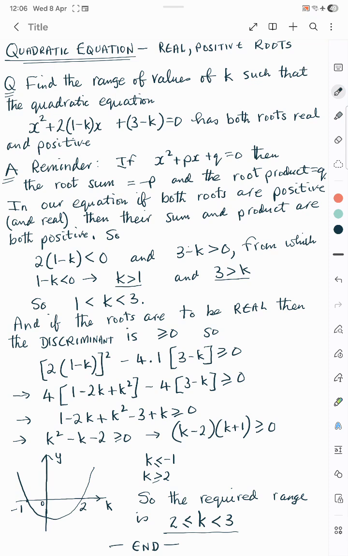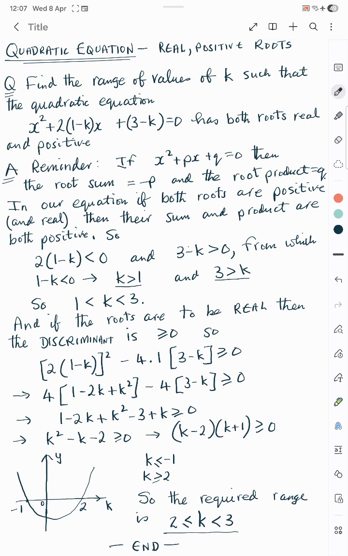Just a reminder, if you get a quadratic equation like x squared plus bx plus q equals 0, then the sum of the roots is minus b, and the product of the roots is q. Now, in our equation, if both roots are to be positive and real, then their sum must be positive, and their product must also be positive. So I'll repeat that: if in our equation both roots are positive and real, then their sum and product are both positive.